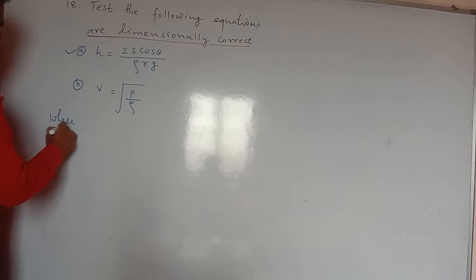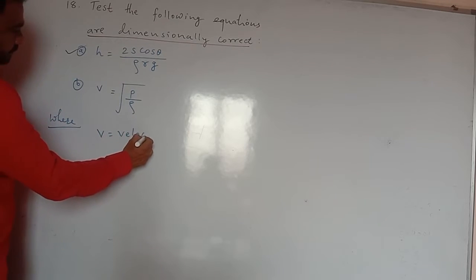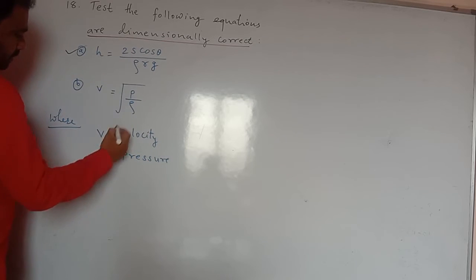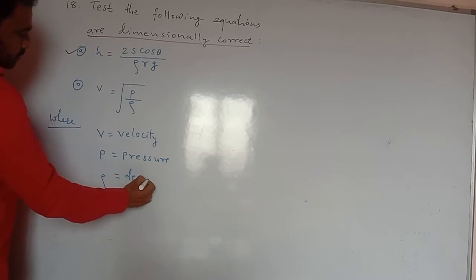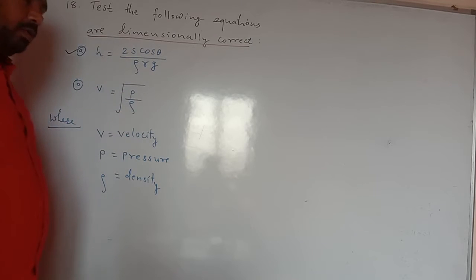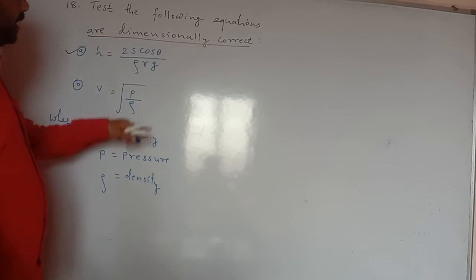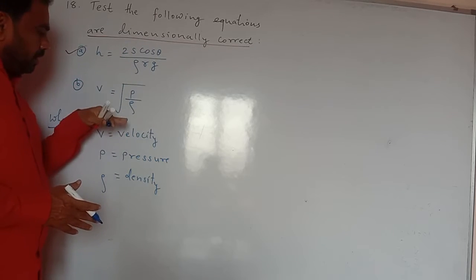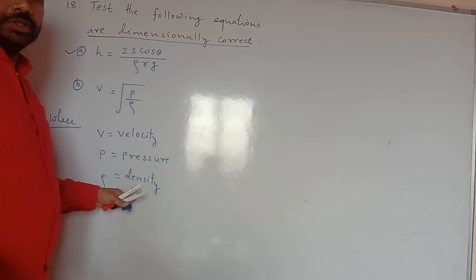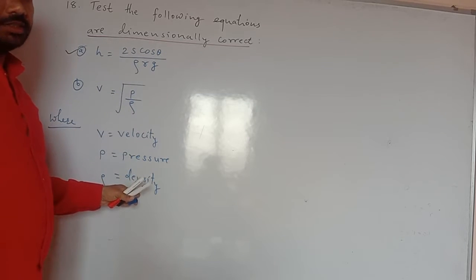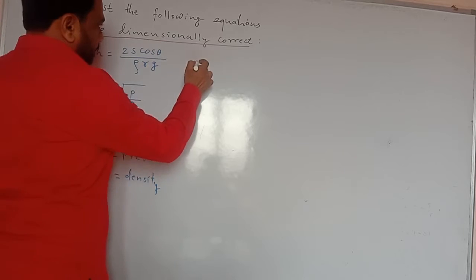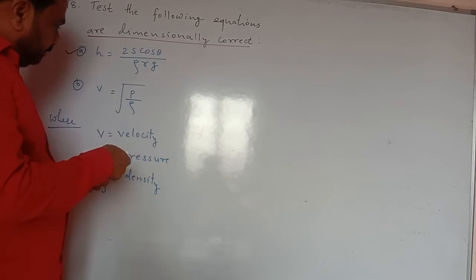Where v stands for velocity, P stands for pressure, and rho stands for density. These are the parameters of the equation v is equal to under root p upon rho. Now, using dimensional analysis, we have to put the dimensions of all these quantities: velocity, pressure and density. So we must know the dimensions of these three physical quantities, and put them in this relation. Let us try to solve this problem.